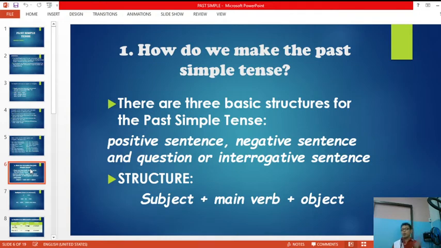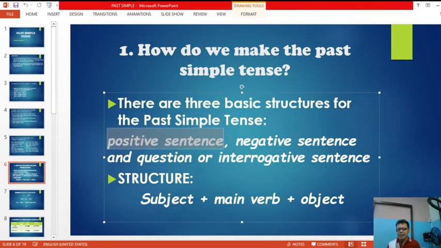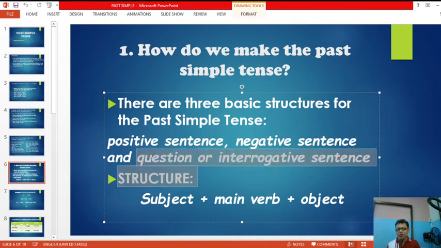Again, the same as what we learned with the present simple tense, there are three basic structures. In tenses, there are always three basic structures. Namely, we have the positive sentence, the negative sentence, and questions, or interrogative sentence. So these are the basic structures of the simple past tense, or past simple tense.